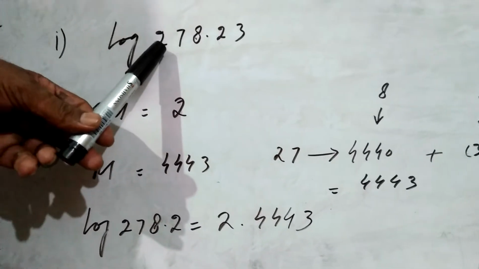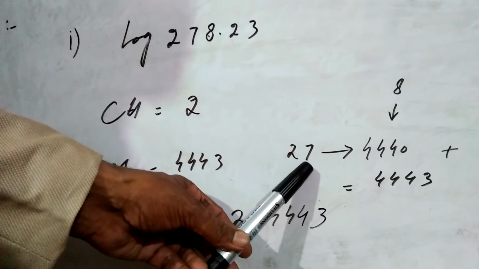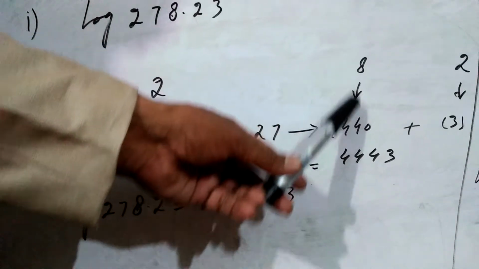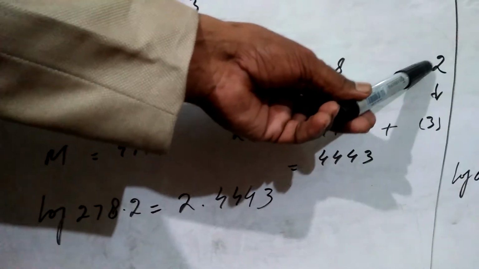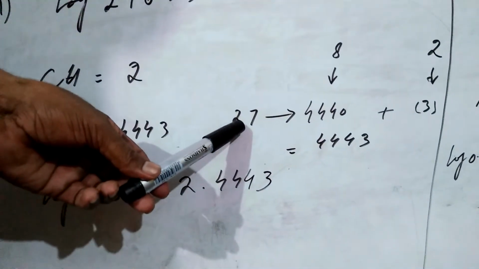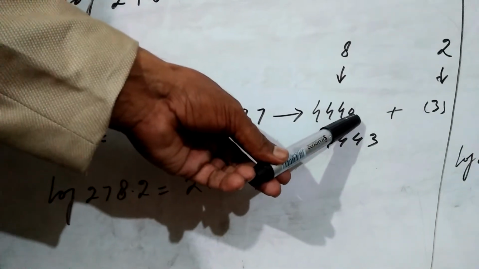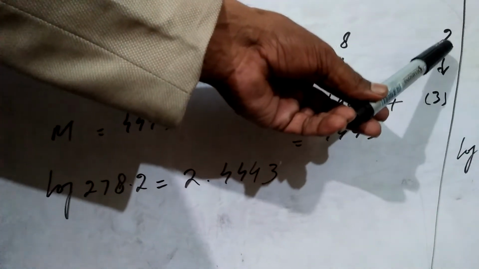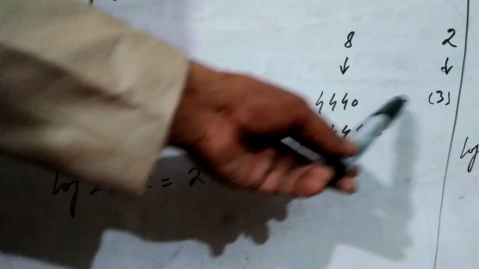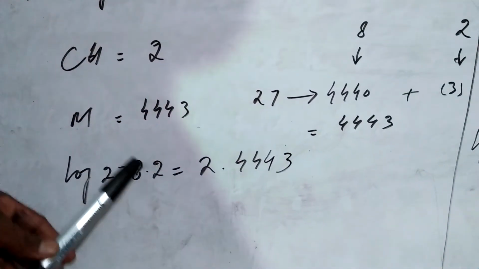In logarithm table, parallel to 27, we have to take a seen value below column 8 and in column difference column below 2. In parallel 27, below 8 the value is 4440, whereas in difference column below 2 the value is 3. So these two values we have to add. Finally we get 4443. So this is our mantissa.